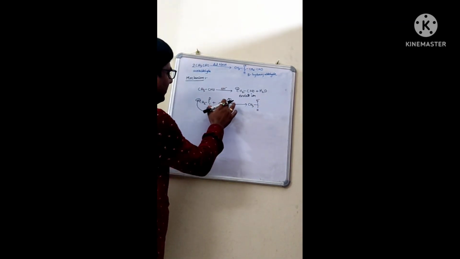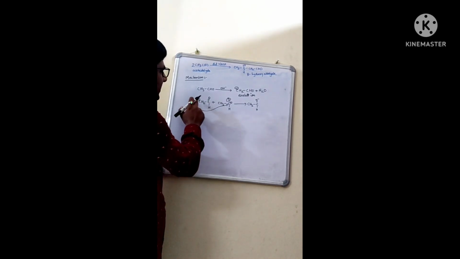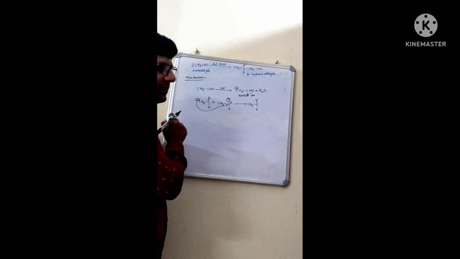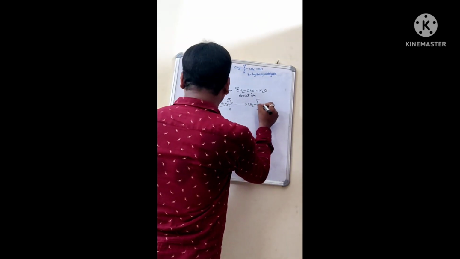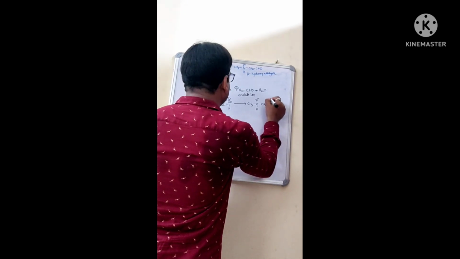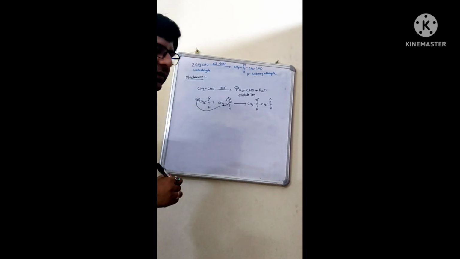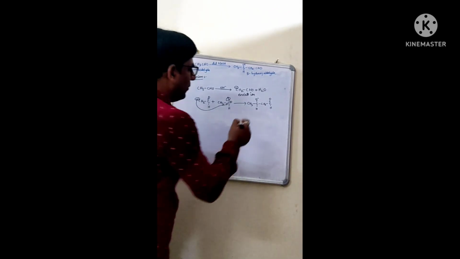Now this carbon will be directly linked to this carbon, because this is the positive and this is the negative. This negative is going to attack on this positively charged carbon. So here we will have the CH2, C double bond O and H, right? We have developed this. Now what will happen?